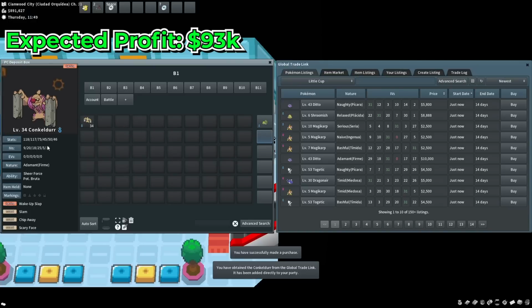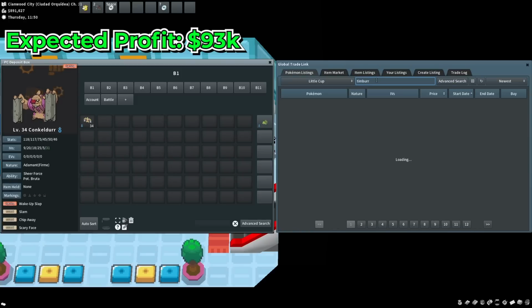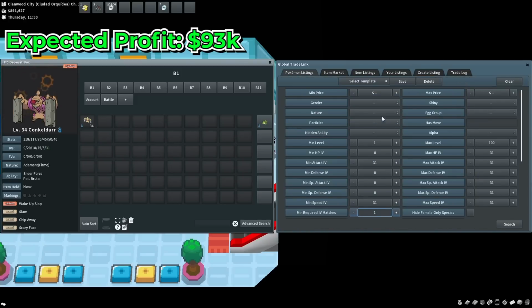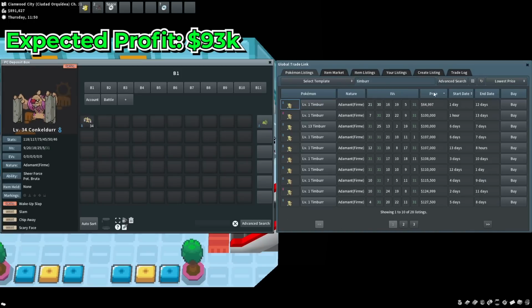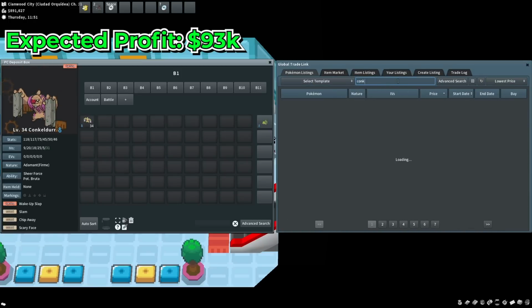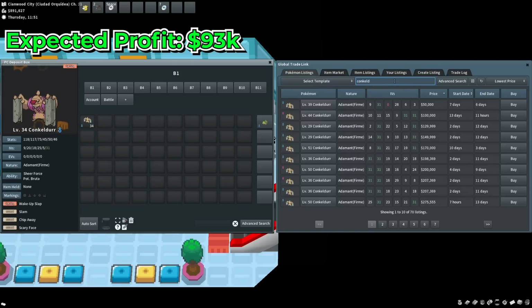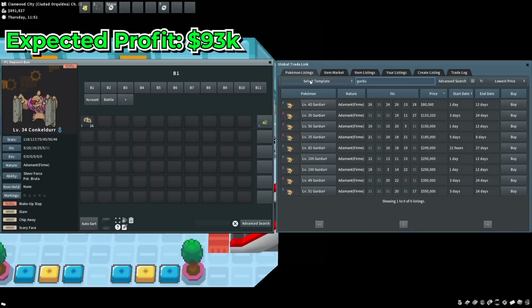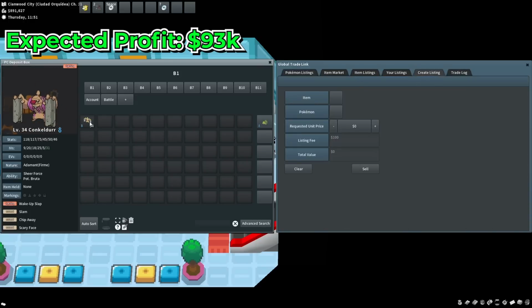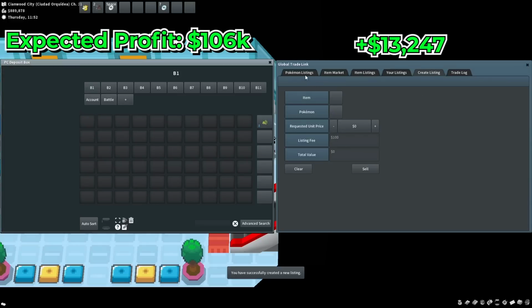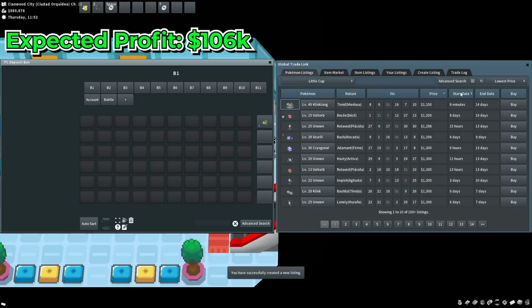Now Conkeldurr with 31 in speed and adamant nature, this goes for more. I'll begin price checking it by filtering, so 31, 31, 1, and then adamant. And we can see that it goes for 65, I don't think that's fair, so let's see Conkeldurr, 70k, and the middle evolution is Gurdurr, so we bought it for 20, we'll be pricing it at 35. And we could have got more for that.